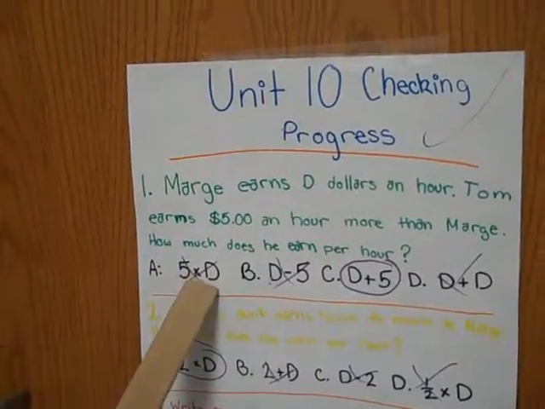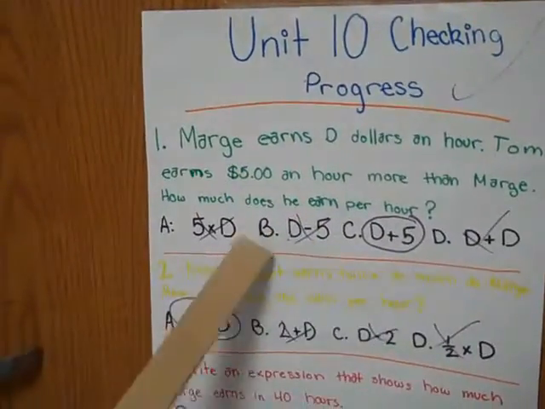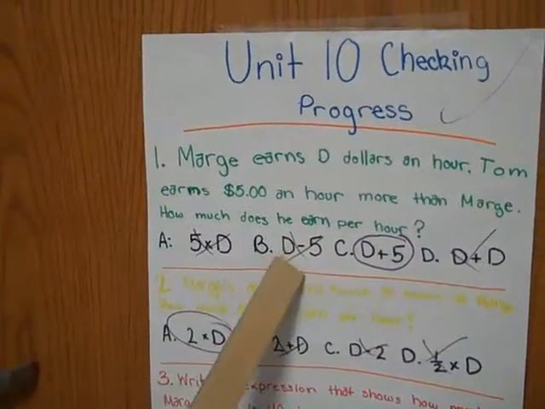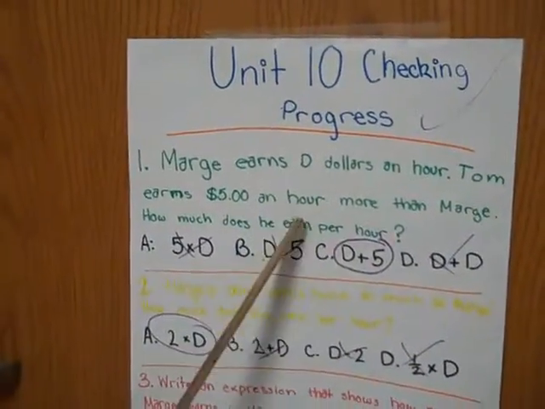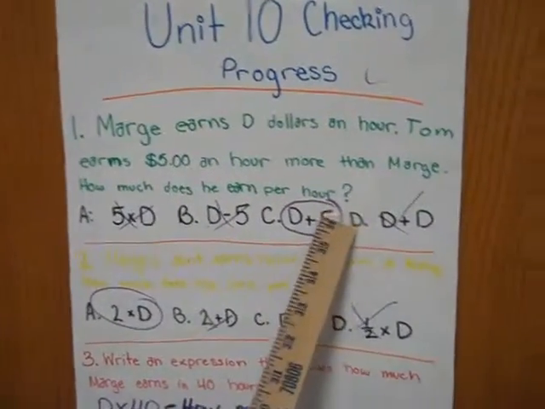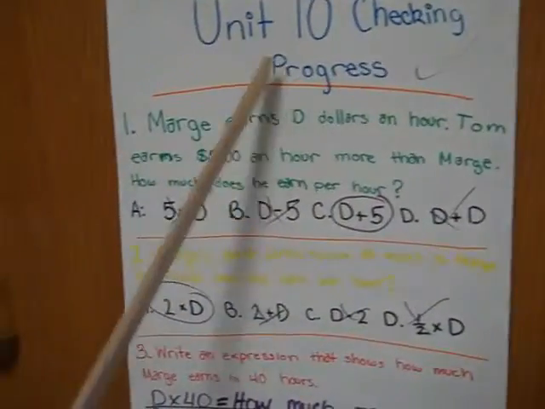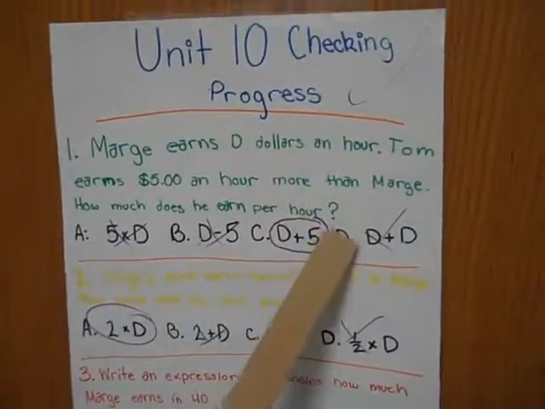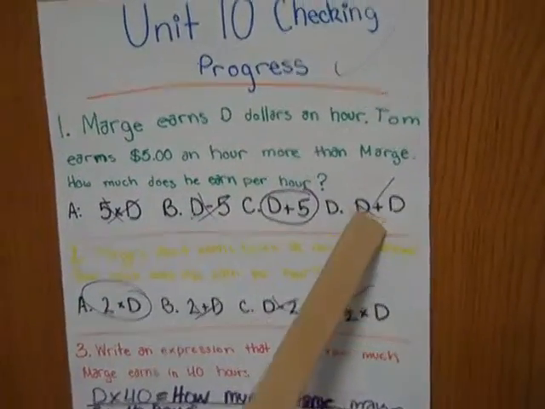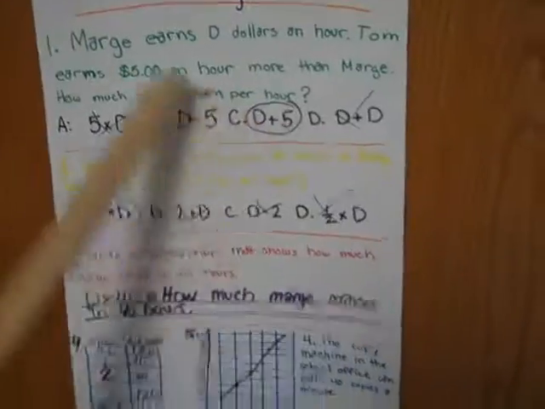Well, we know it can't be 5 times D because it doesn't say 5 times more. And we know it can't be D minus 5 because it says $5 more. It could be D plus 5 because there is D plus $5 more. And we know that it obviously can't be D plus D because it says $5. So the answer is C.